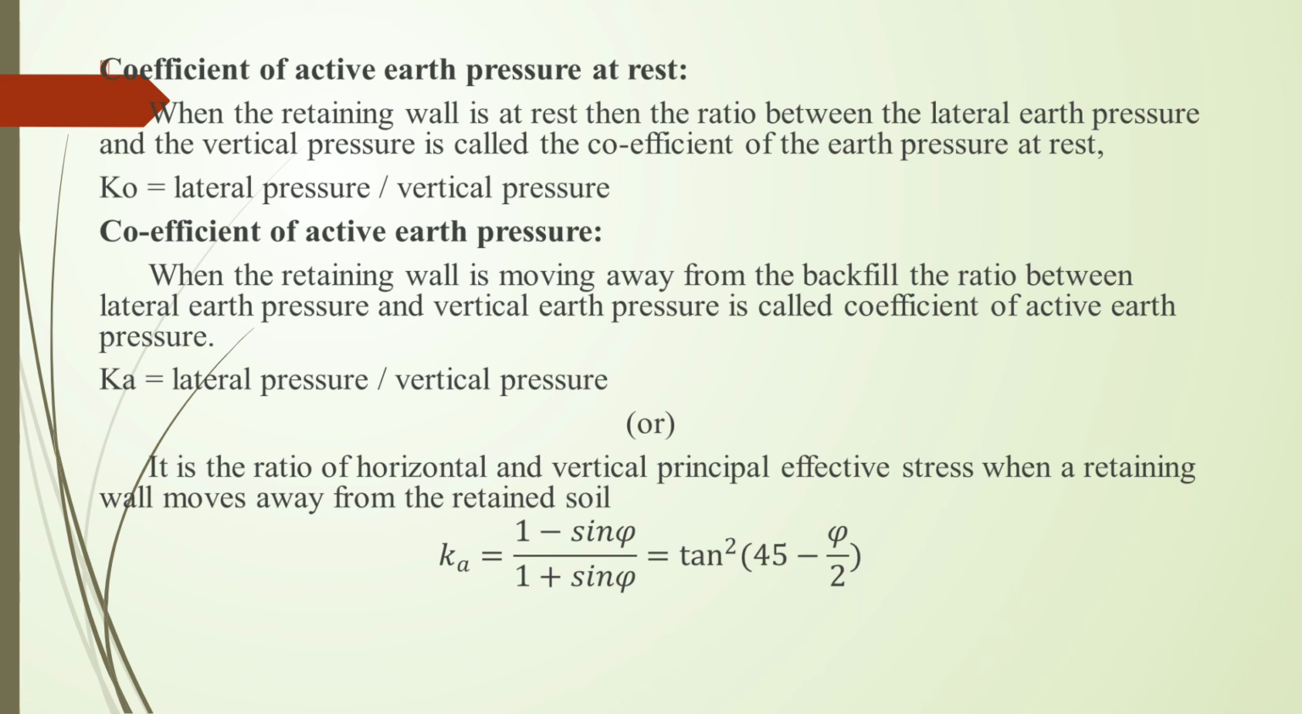So, the coefficient of earth pressure, as already told for the active state, is lateral pressure by vertical pressure. We can also write it as the ratio of horizontal and vertical principal stress when a retaining wall moves away from the retained soil. So, Ka equal to 1 minus sin phi divided by 1 plus sin phi, which is equal to tan square of 45 minus phi by 2.